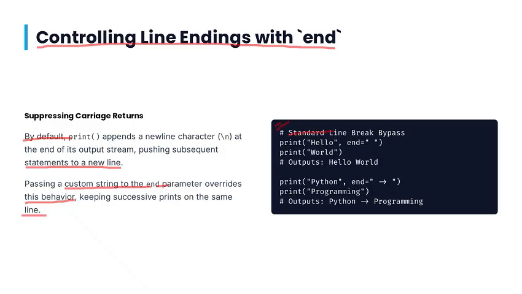Standard line break bypass. Print hello, end. Print world. Outputs hello world. Print Python, then end comma. It will give Python programming. This will be on the same line and not go to the second line when we are using end.